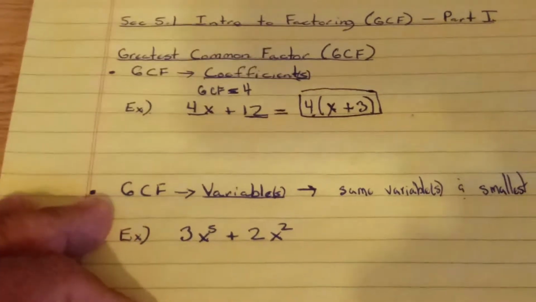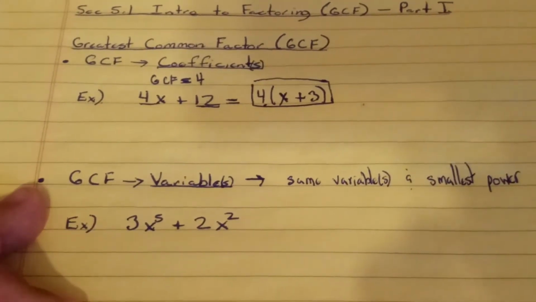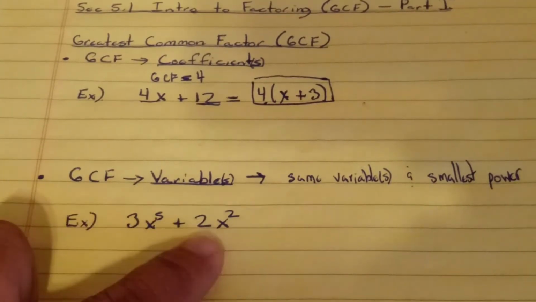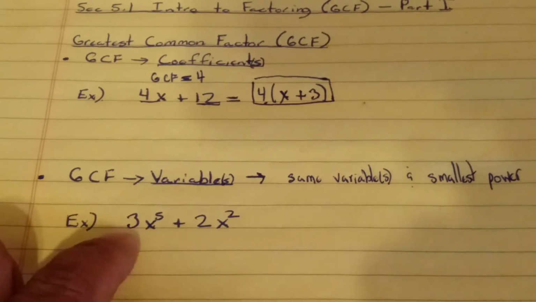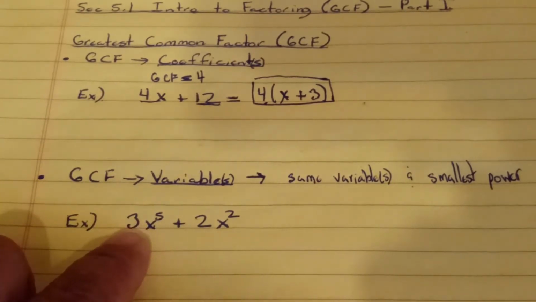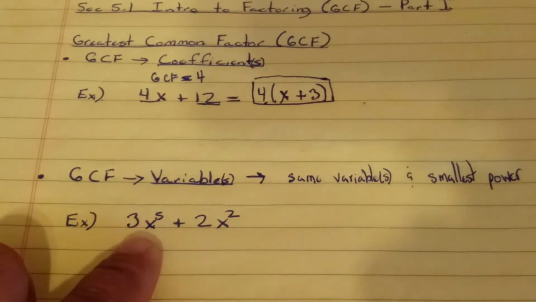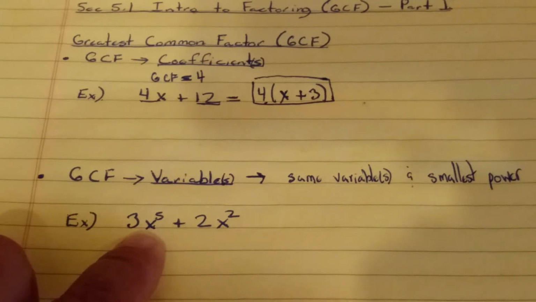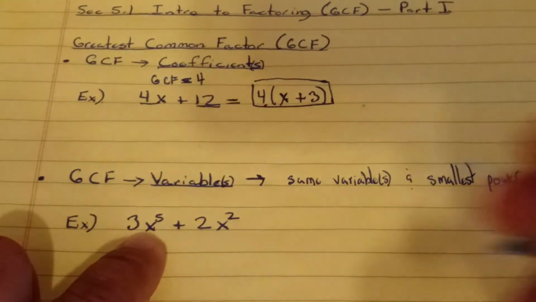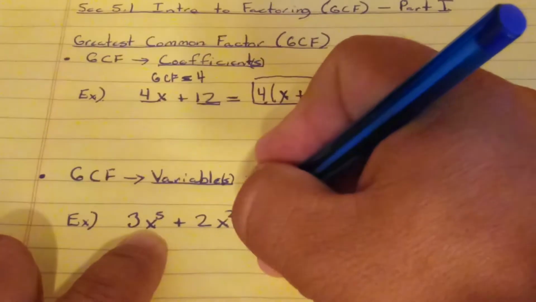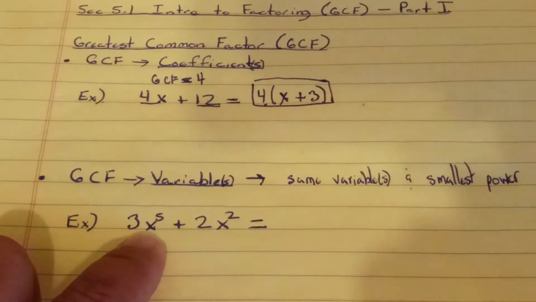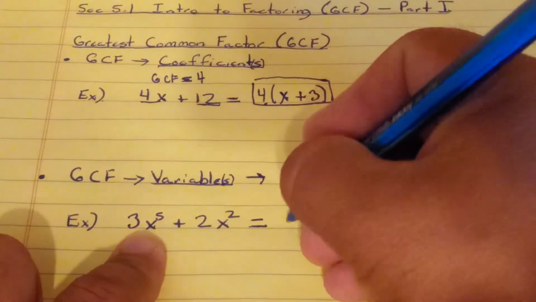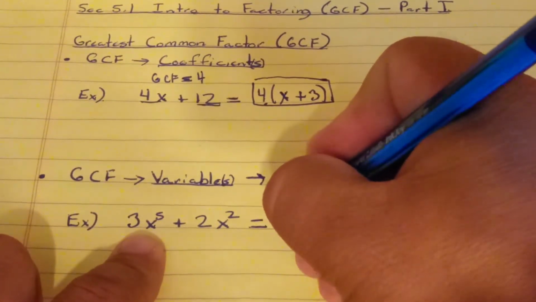So in this particular example here, we have the coefficients. First, you take a look at your coefficients. 3 and 2, they don't share anything in common, so there's no GCF for the 3 and the 2. But we do see that both terms have the x in common. So both of them have the x in common, so that's what we're going to factor out. In this case, we're going to go ahead and factor out the smallest of the power. In this case, the smallest power is x squared. So once again, we're extracting that GCF.